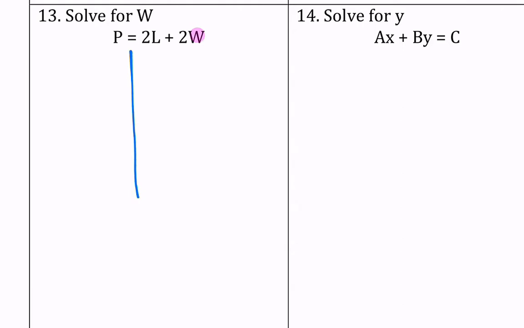On this next one, I want w by itself, which means I need to get rid of these two l's and I need to get rid of these 2's. Remember, since this 2 is directly touching w, we're going to save this guy for last. So I need to get rid of these two l's.